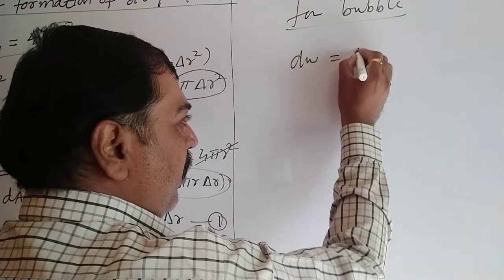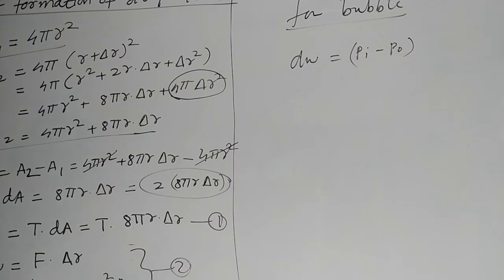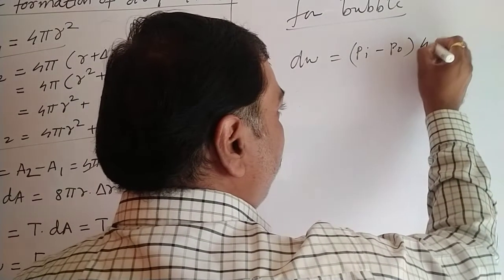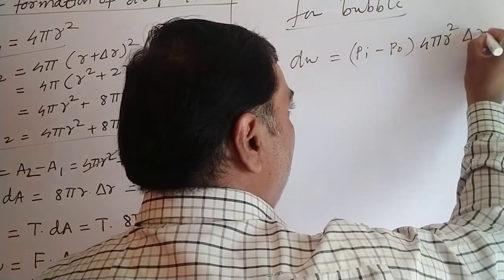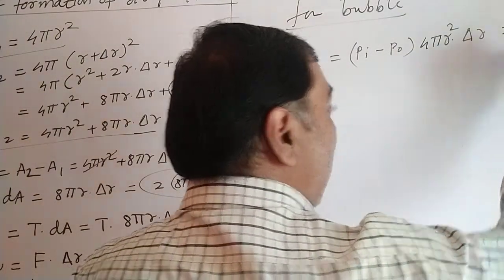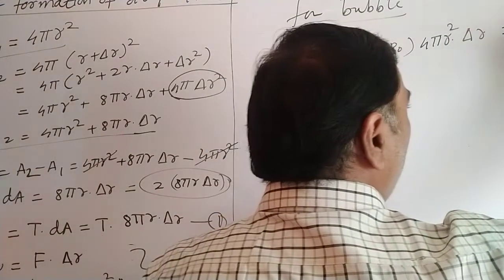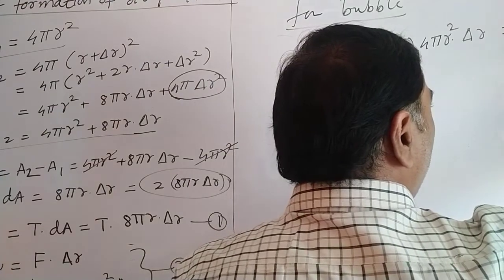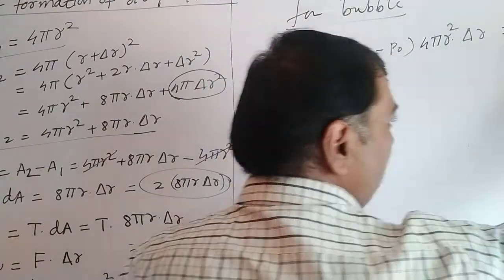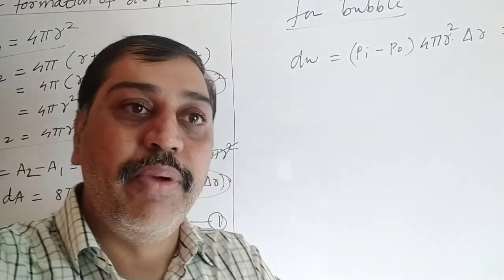as dW equal to Pi minus P0. Okay, Pi minus P0 we have written already here somewhere. So Pi minus P0 into what do we write? We should write the area 4 pi r square delta r, that is force into displacement, and this must be equal to the other equation of work done, that will give twice into 8 pi r, 2 into 8 pi r delta r. Initially we had taken this only, now we have multiplied by 2 because it has two surfaces. So we get this equation.